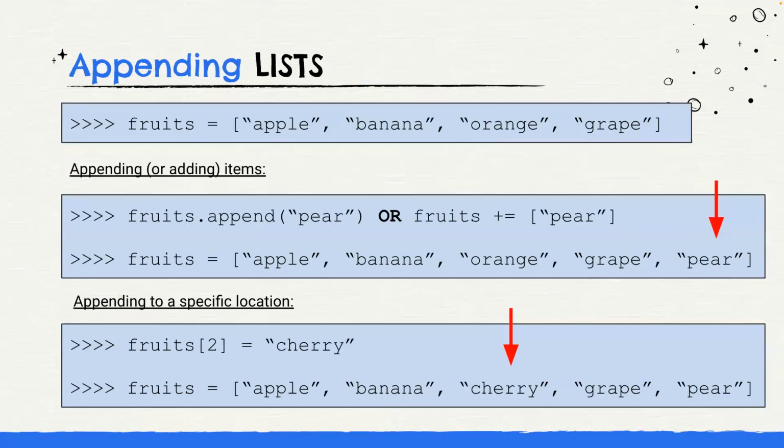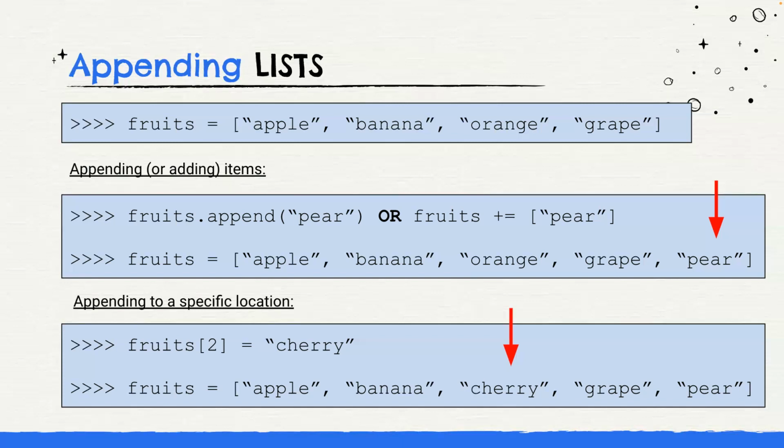All right, so this is getting a little more into it. I'm back with my same list. I have fruits equal to apple, banana, orange, grape. If I want to add pear to my list, there are 2 ways to add. The most common way is to use dot append. I take my list name, say dot append, and then whatever I want to add. In this case, I added a pear. I could also add a number. I could say fruits dot append 3, and it would add it to my list.